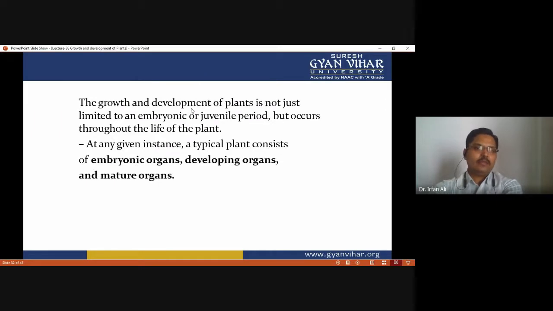And the growth and development of a plant is not just limited to an embryonic or juvenile period, but occurs throughout the life of the plant. At any given stage, a typical plant consists of embryonic organs, developing organs, and mature organs.